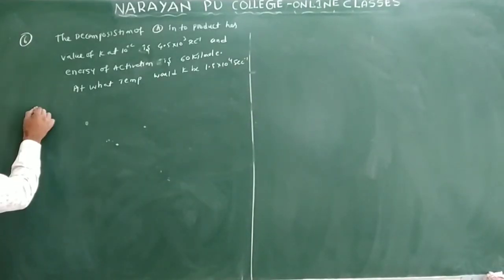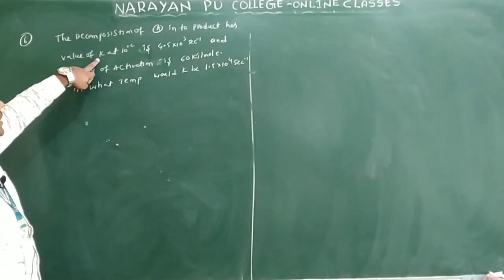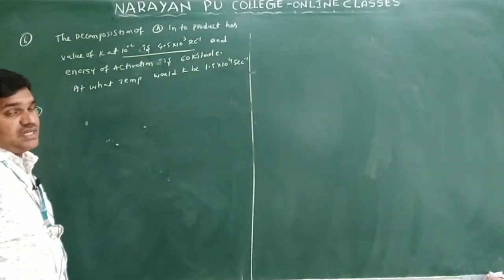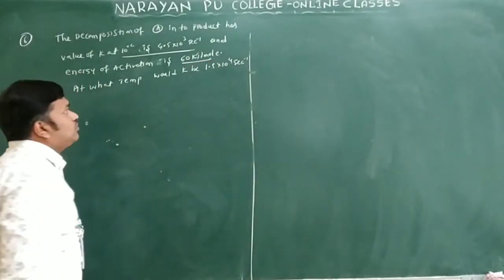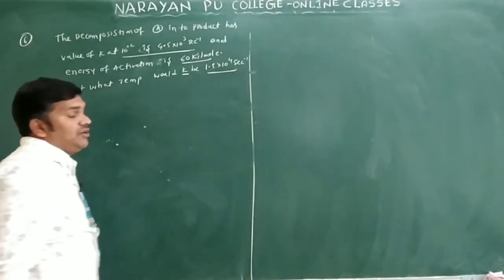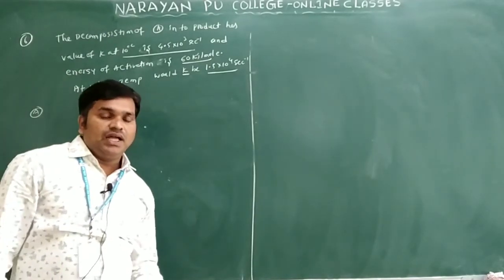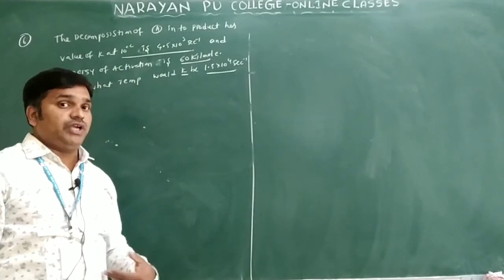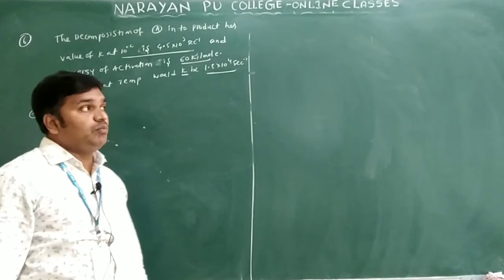See the next question, this is also one of the NCERT questions. The decomposition of A into products has a value K at 10 degrees Celsius of 4.5 into 10 cube second inverse, and the energy of activation is 60 kilojoule per mole. At what temperature will K be 1.5 into 10 power 4 second inverse? One temperature is given, one rate constant is given, another rate constant is given, but they did not give the temperature for that rate constant. We can find out that one. And activation energy is already given, that is 60 kilojoule per mole.